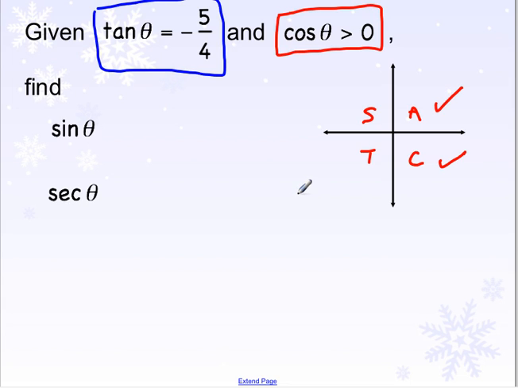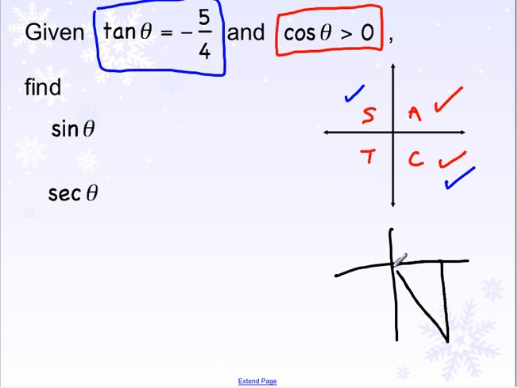Well, tangent would be negative here or here because tangent's positive in the first quadrant and it's positive in the third quadrant. So tangent's negative in those two quadrants. So then look at which quadrant both of those conditions are met in. So both conditions are met down here in the fourth quadrant.